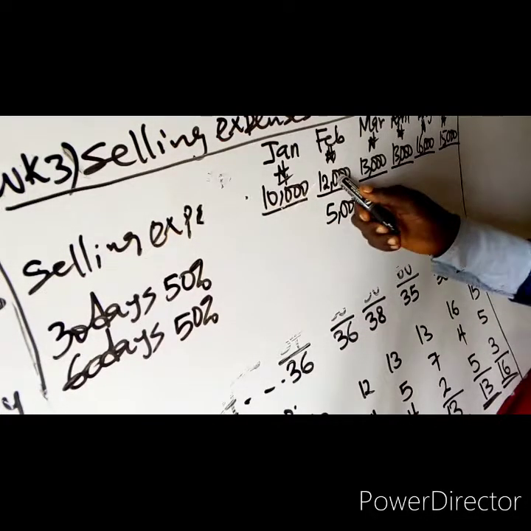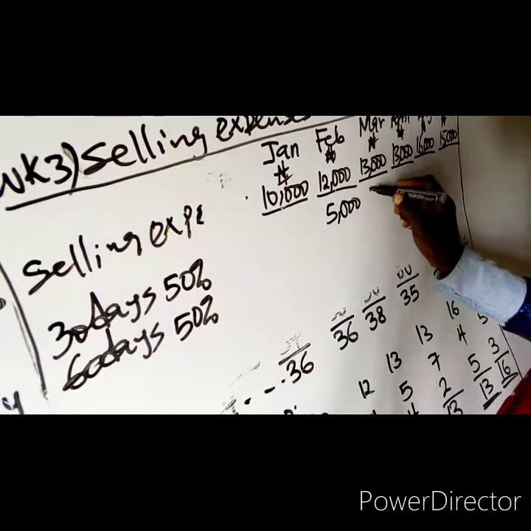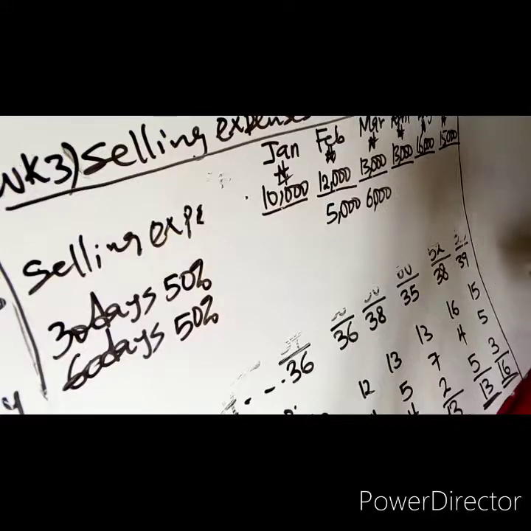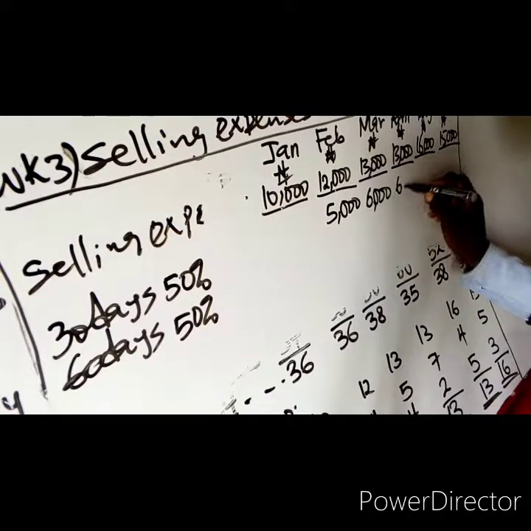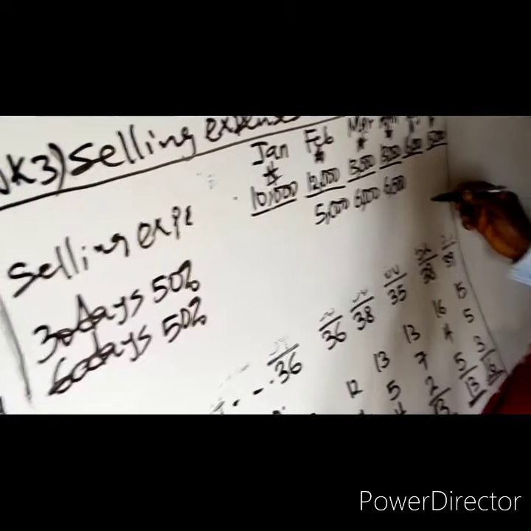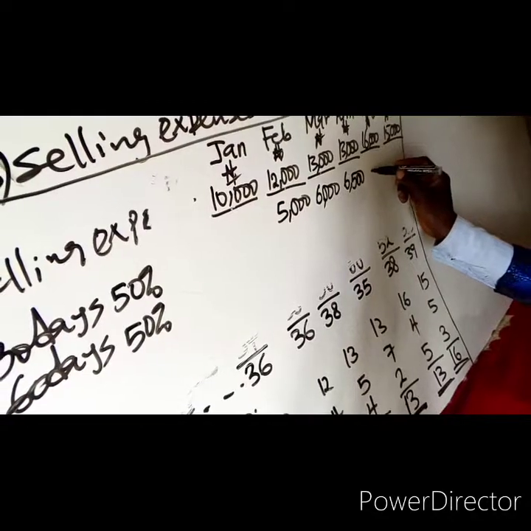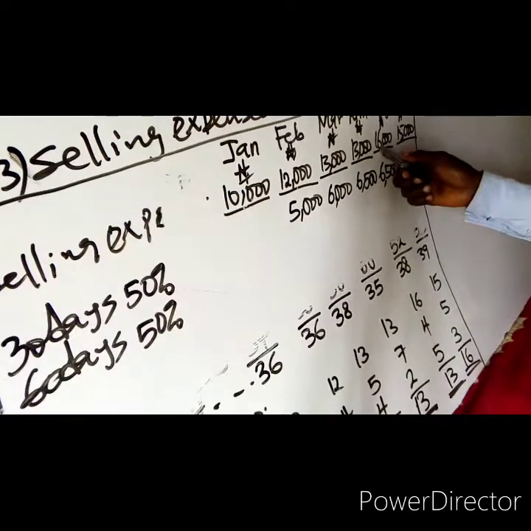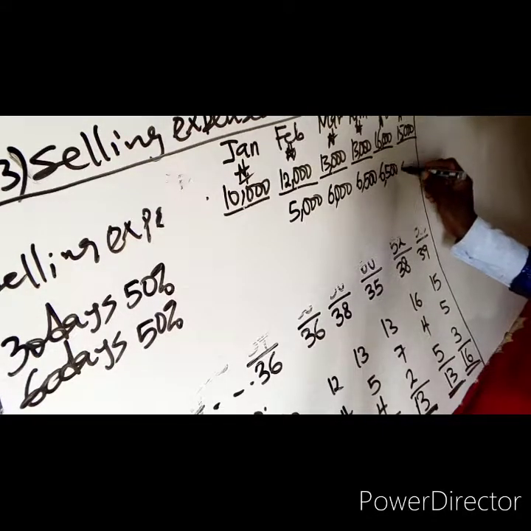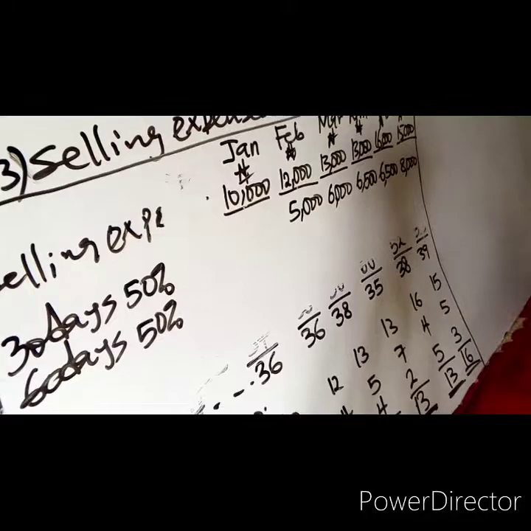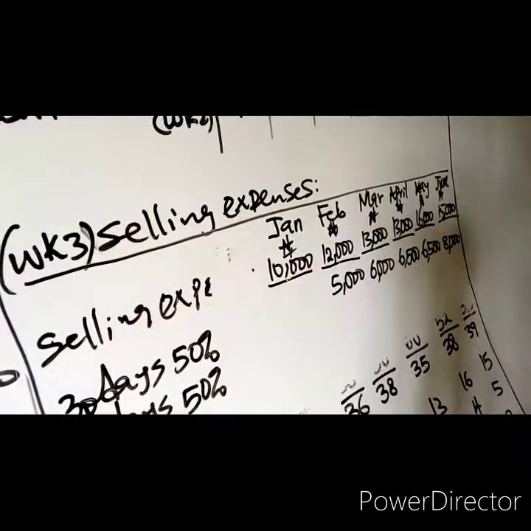That of February, 50% will be settled in March, and that will give us 6,000. 50% of March selling expenses, that will be 6,500. And 50% of that of April, that will be 6,500 as well. Then that of May, 50% of 16,000, that will be 8,000. Then that of June will be settled in July, and July is outside our budgeted period.